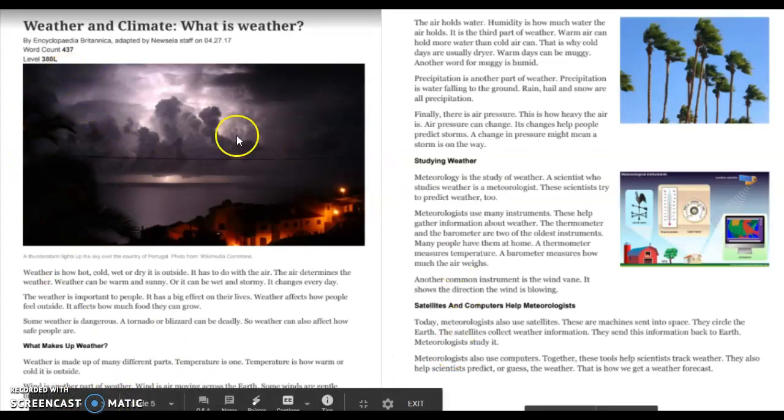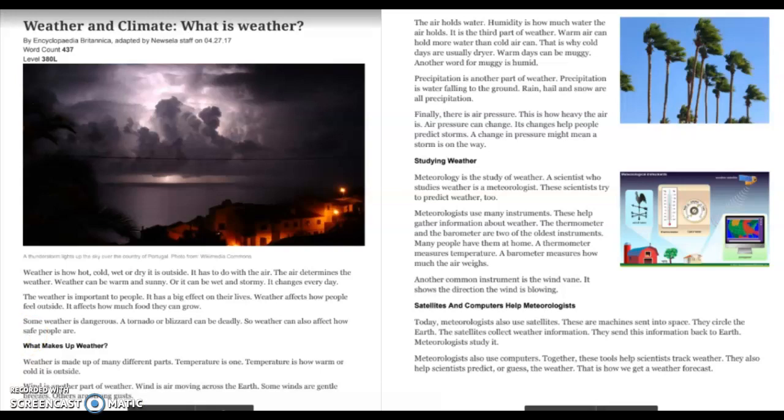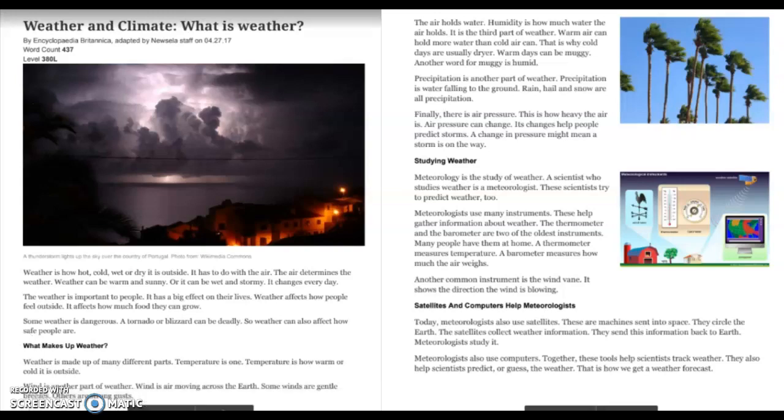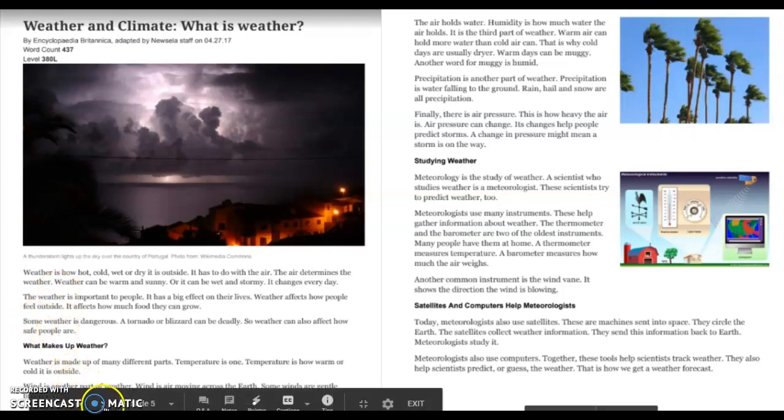Okay, this is the article again, and what I'm going to do, I'm going to read each section, and then I'm going to put in my own words what that section was about. Okay, but before I show you what I write about the section, you're going to pause and you are going to write what you think that section was about. So let's begin.